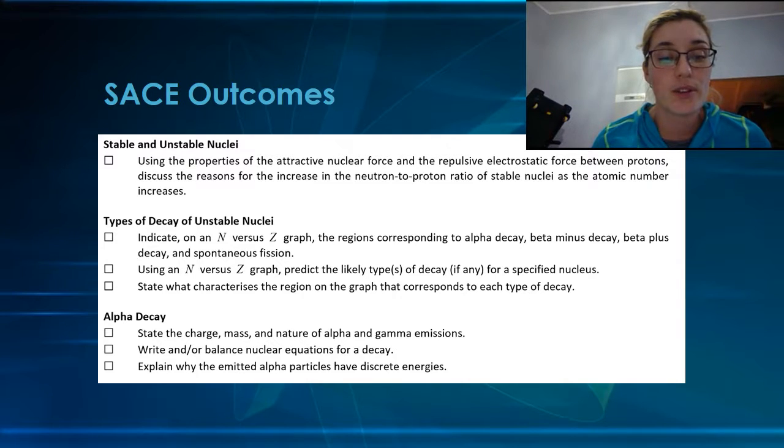So we'll learn how to read those graphs and state the characteristics of which region corresponds to which type of decay. And then we'll be going into a little bit of detail about alpha decay, so looking at the charge and mass and nature of alpha and gamma emissions, and balance some equations and talk about why the emitted particles have the energy that they do.